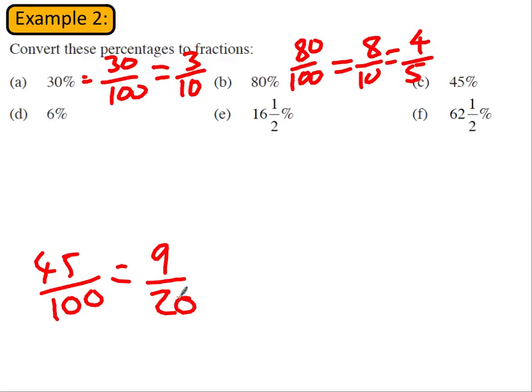Let's try that now with 6 as well. So type in 6 over 100 on your calculator, press equals. Of course, that one is going to be 3 out of 50.